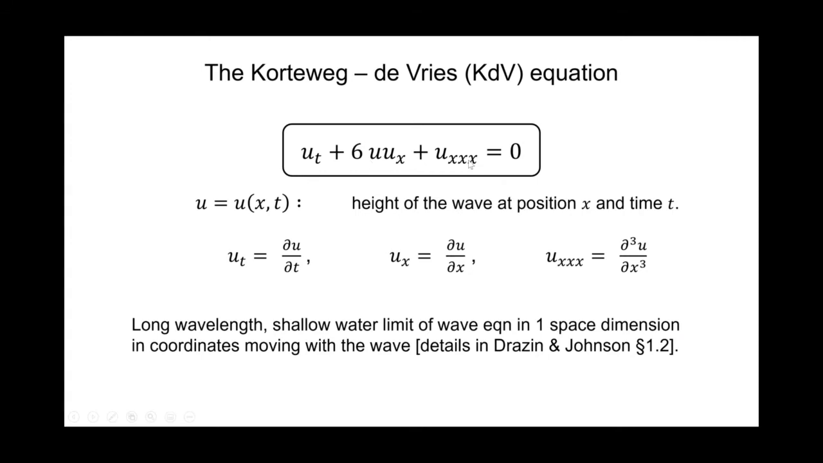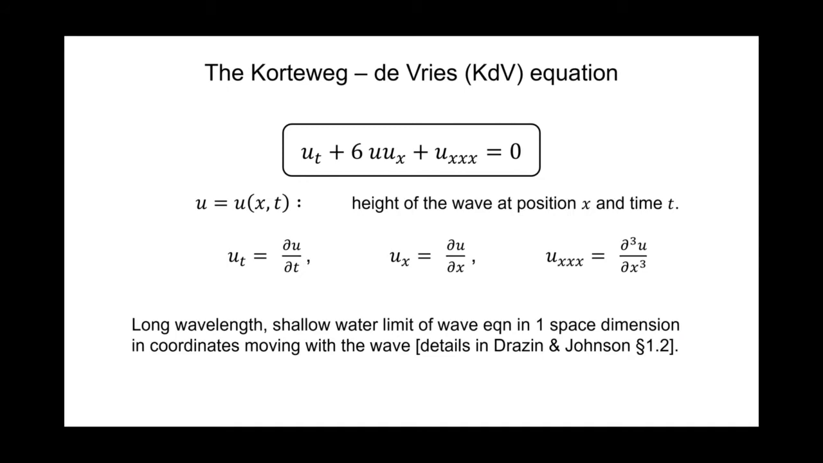Then there are 3 terms in the KdV equation, and we see there are subscripts. Subscripts denote partial derivatives. So the first term, u_t, is a partial derivative of u, the height of the wave, with respect to time. u_x, which appears in the second term multiplied by u, is the partial derivative of u with respect to x. And u_xxx is the third partial derivative of u with respect to x.